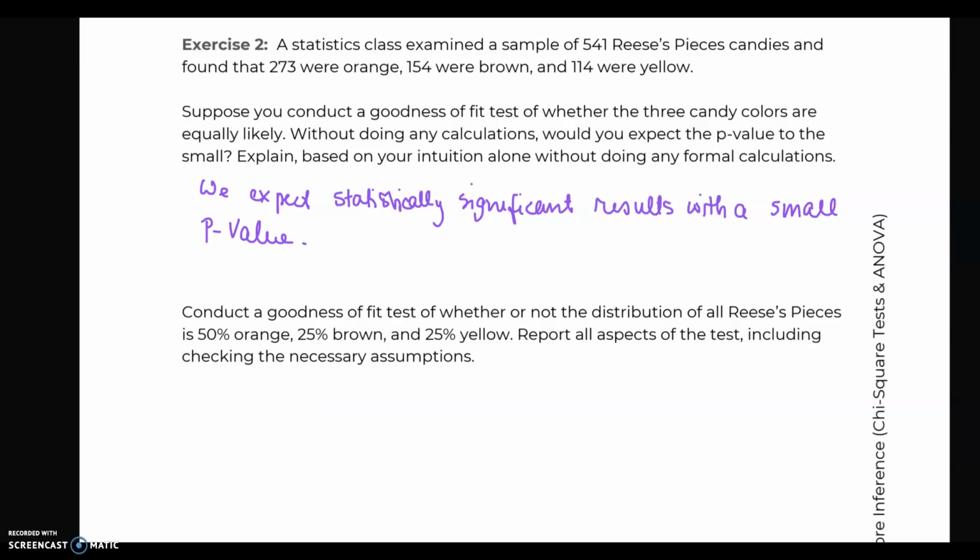So let's set up the hypothesis. Our null hypothesis is that the proportion of orange is 0.5. The proportion of brown is 0.25. And the proportion of the yellow Reese's is also 0.25. Our alternative is at least one proportion is different.